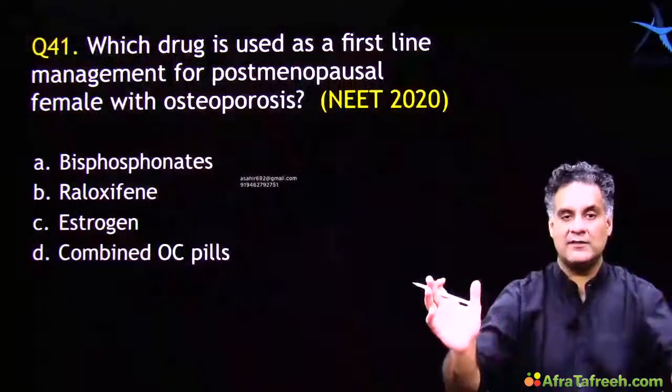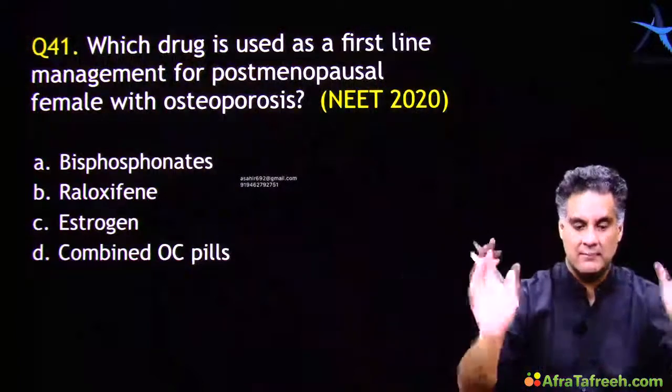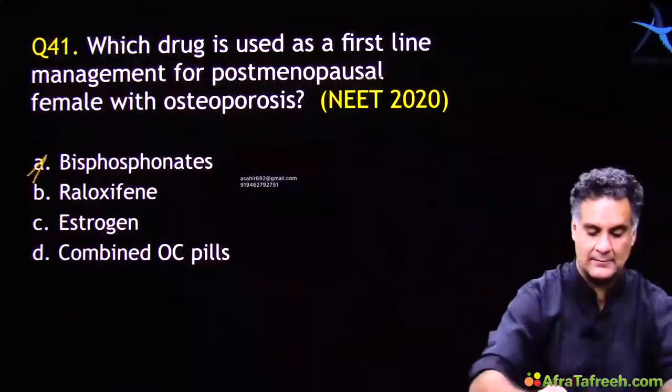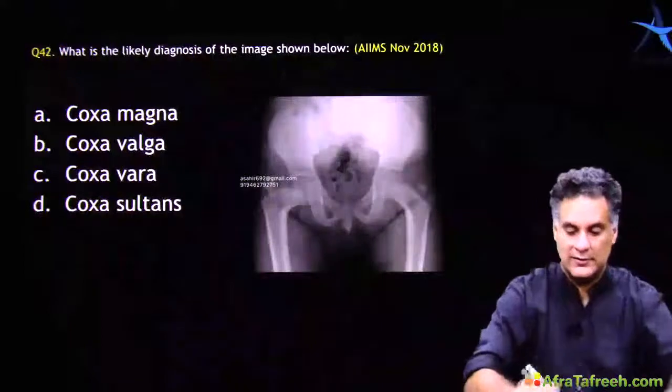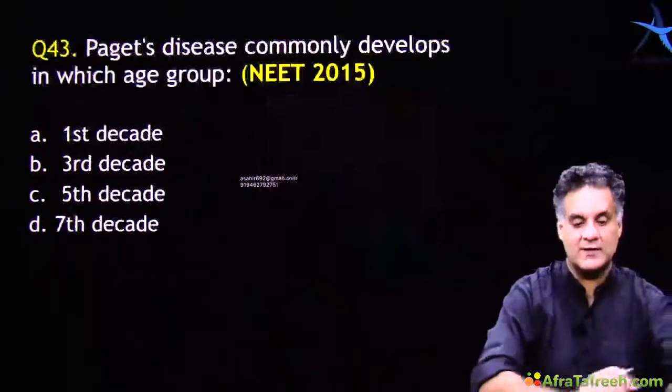Which drug is the first line for postmenopausal osteoporosis? Bisphosphonates, because of their efficacy. What is the likely diagnosis here? Coxa vara, reduced neck shaft angle.